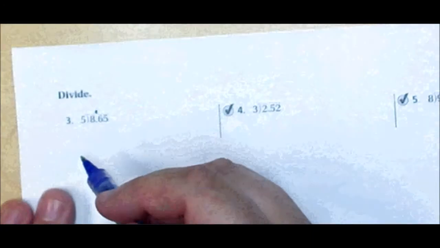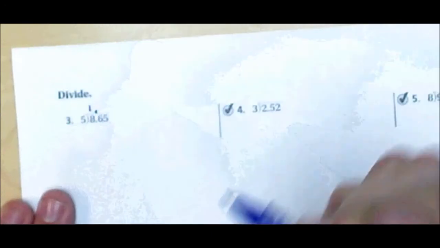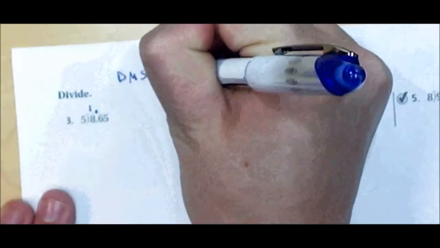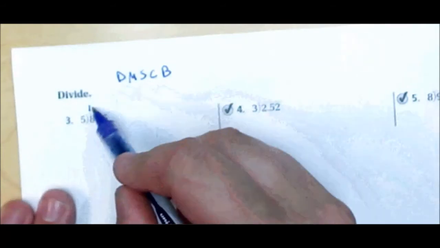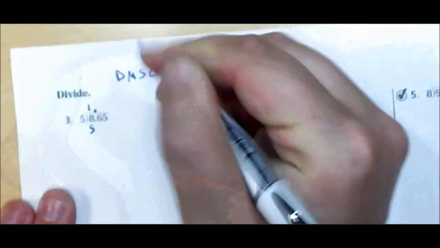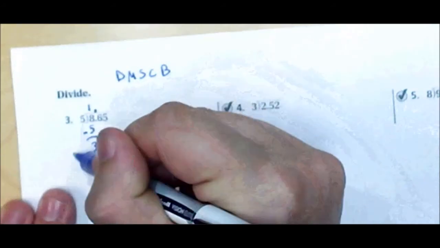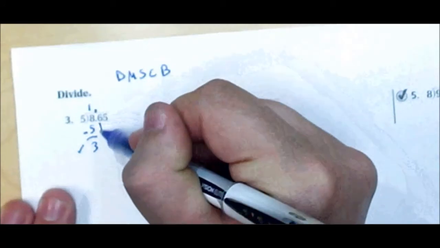So let's go through this one. 5 goes into 8 one time, that's my division step. And my multiplication step is 1 times 5. My subtraction step is 8 minus 5, that's 3. My checking step is to make sure 3 is less than 5, and it is. My bring down step is to bring down 6.